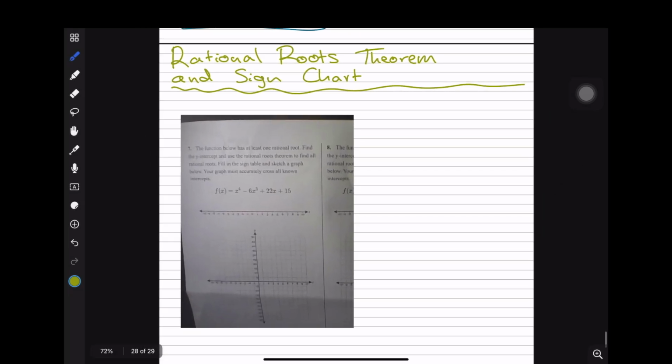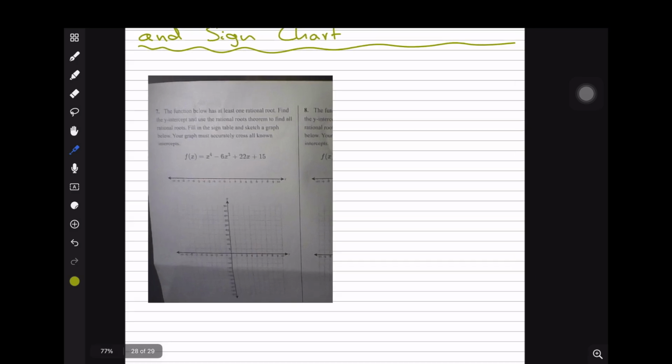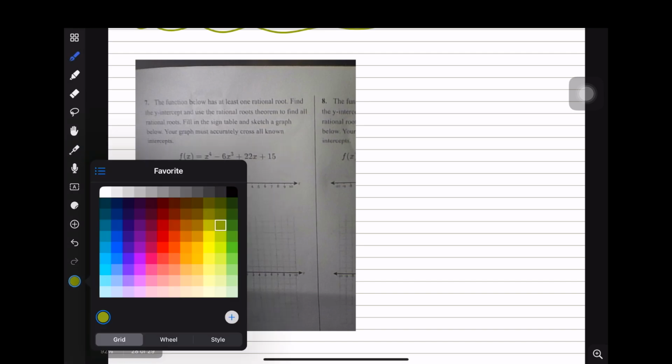Today we are going to be looking at a specific problem. So let's take a look at this problem. Now this says the function below has at least one rational root. Find the y-intercept and use the rational roots theorem to find all the rational roots, and fill in the sign table and sketch your graph below. Your graph must accurately cross all known intercepts.